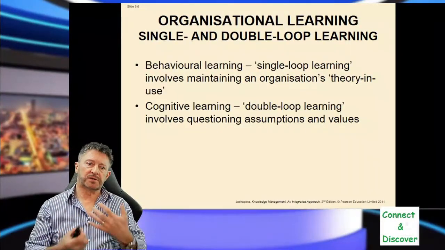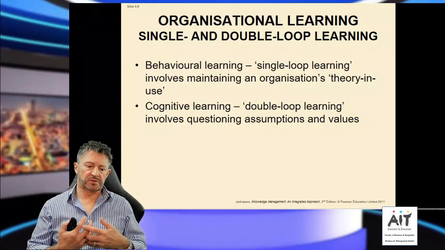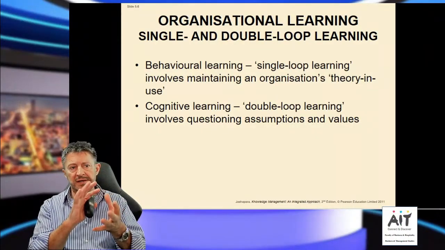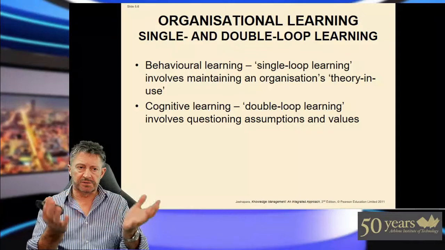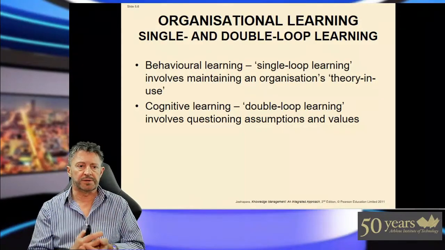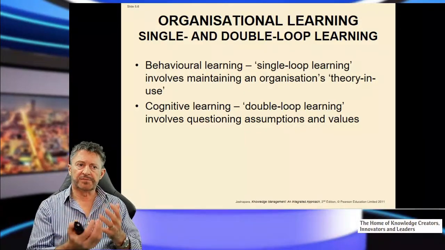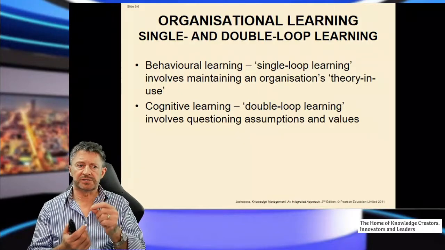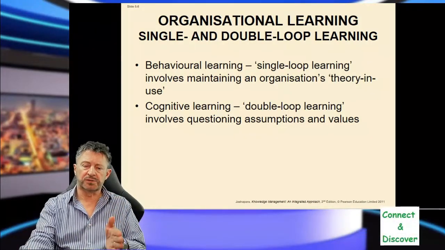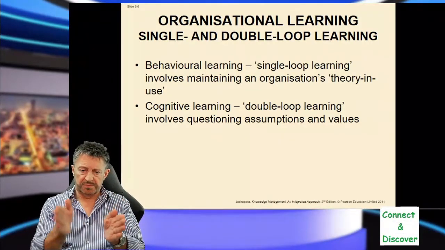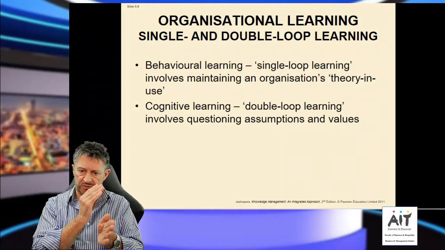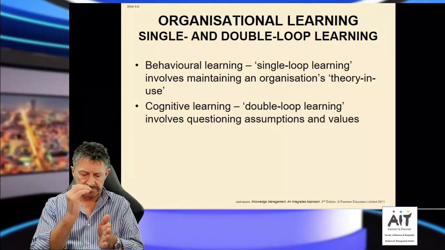So we have behavioral learning in organizations. So we have these two levels, which we call single and double loop, and there's actually a triple loop learning as it happens. So behavioral learning involves maintaining an organization's theory in use. So this is how we do things here. You follow this process and you just go ahead and do it blindly.